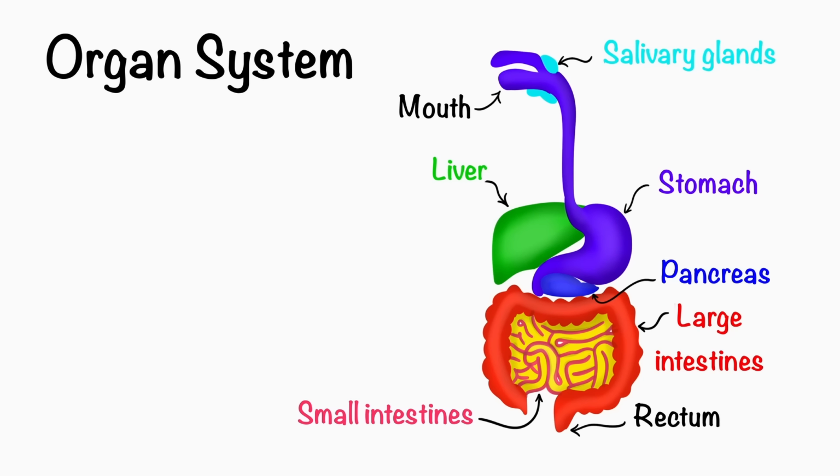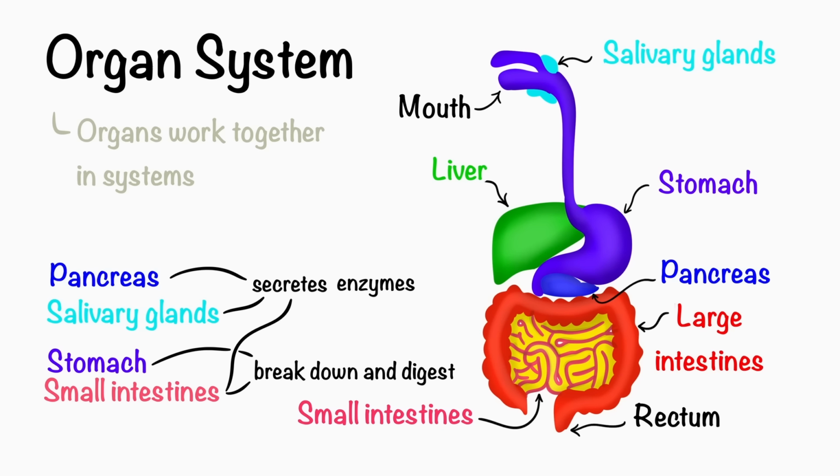Each organ system performs a particular function necessary for survival. For instance, the digestive system is made up of organs like the stomach, intestines, liver, and pancreas. Each performs a specific role, but together they accomplish the overall function of processing food and absorbing nutrients. The digestive system includes glands like the pancreas and salivary glands that produce digestive enzymes.